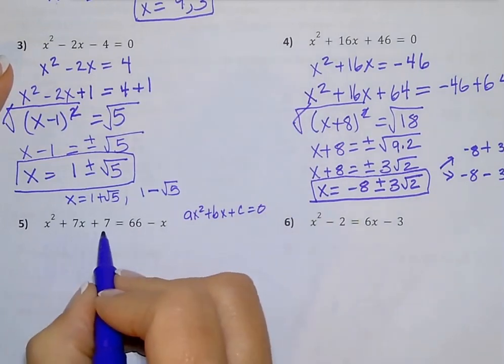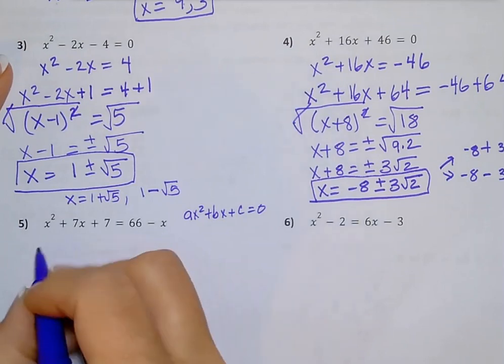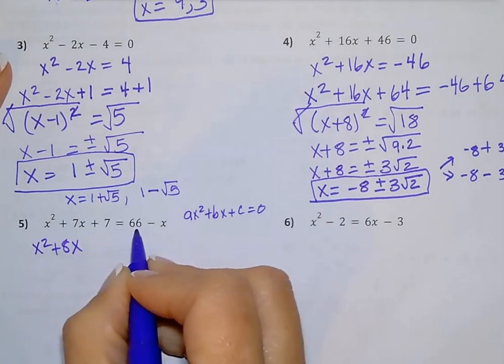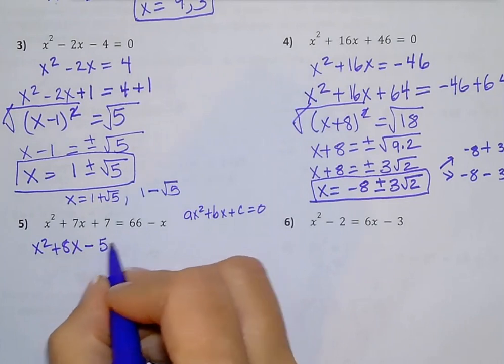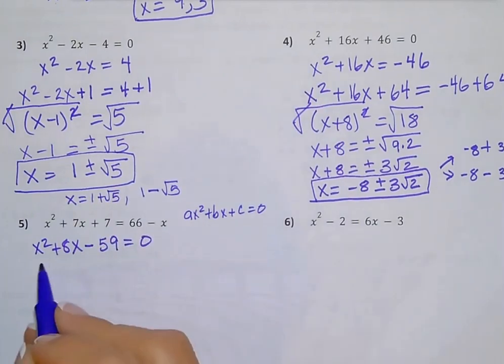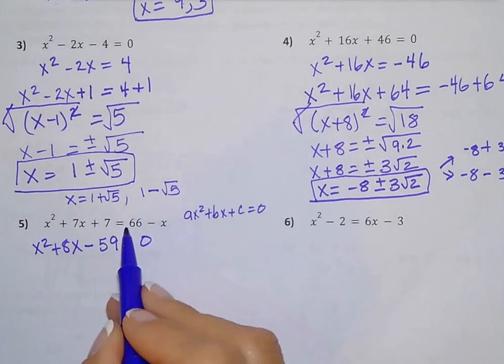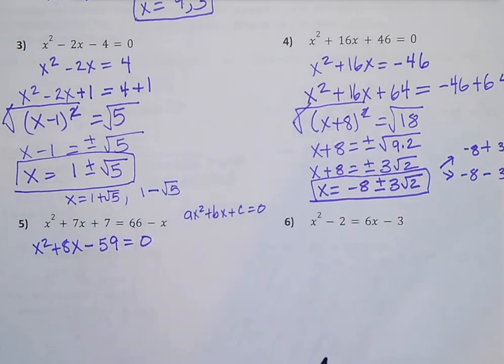So x squared plus 7x plus 6 equals 66 minus x. I'm going to add x to each side, so I have x squared plus 8x. And I'm going to subtract 66 from each side, so that's negative 59. That all equals 0. I'm in standard form here, right? I subtracted 66 from each side and I added x to each side, and so I have the whole thing set equal to 0. Now I'm looking for two numbers that multiply to give me negative 59 but add to give me 8, and those don't exist.